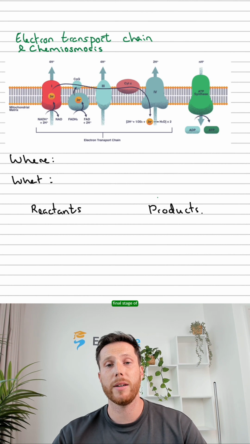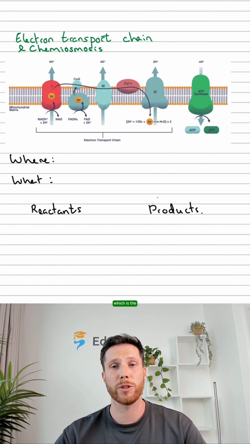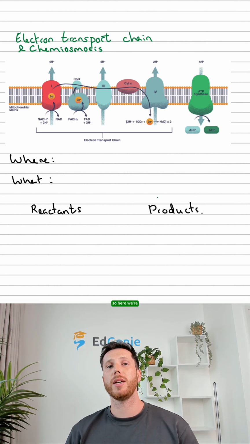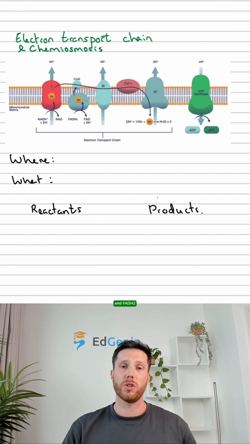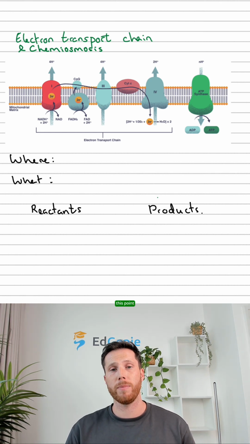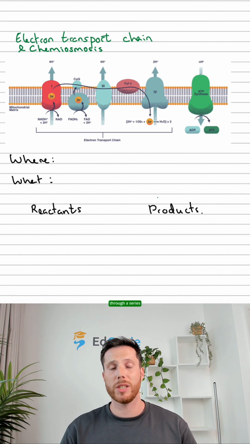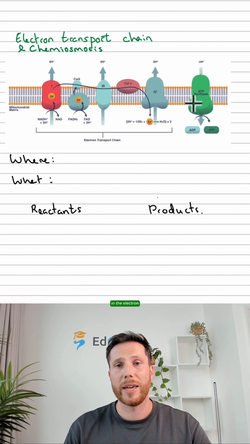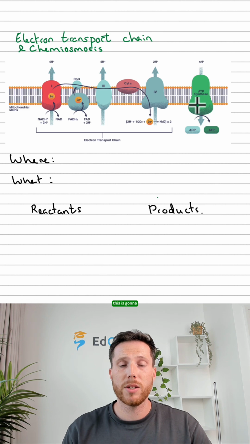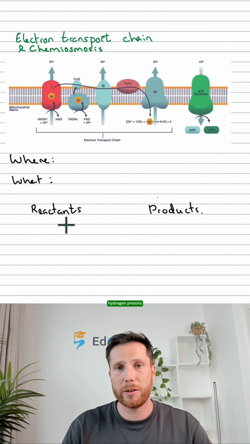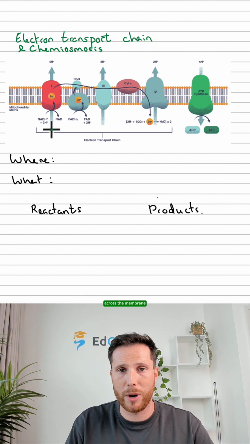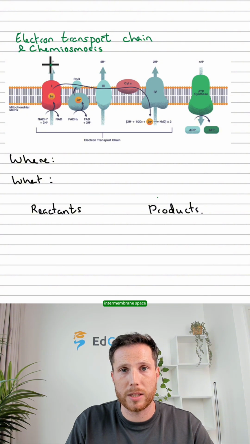And lastly, we have the final stage of aerobic respiration, which is the electron transport chain. So here we're going to take all of that NADH and FADH2 we've created building up to this point, and we're going to take the extra electrons from these electron carriers and pass them through a series of protein complexes in the electron transport chain. This is going to release the energy needed to pump hydrogen protons across the membrane and into the intermembrane space, like we can see here.